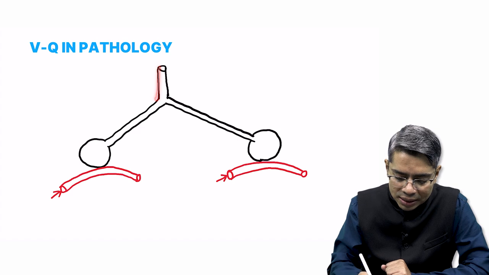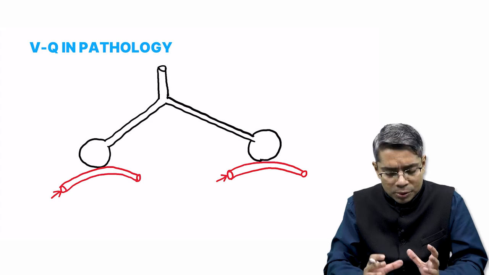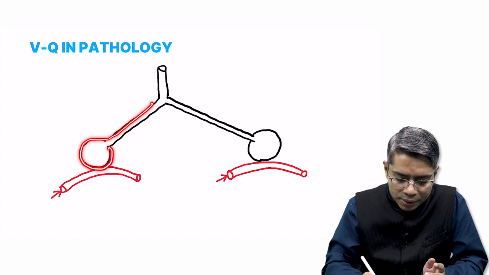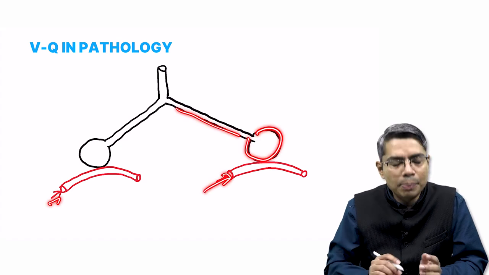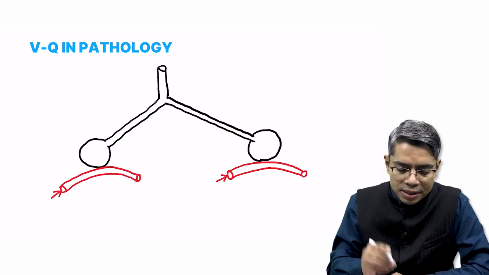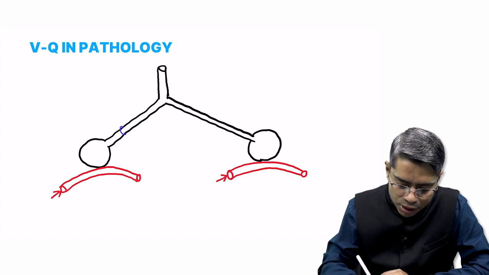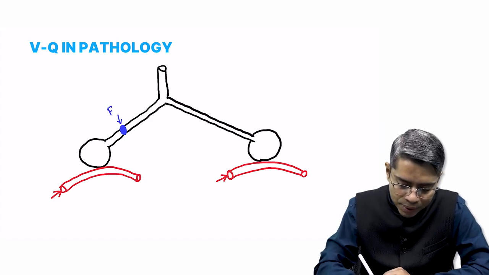So this is a schematic diagram. Suppose this is a group of alveoli. Got it? Suppose this is a part of the lung, or maybe this is one alveolus, whatever, and this is another alveolus, and this is the capillary blood which is supplying it. Now we are going to imagine two extreme scenarios. One extreme scenario is that suppose there is an obstruction to the airflow to this alveolus.